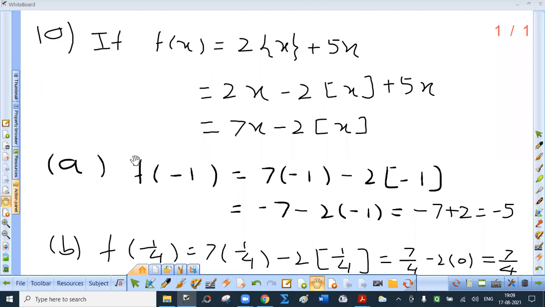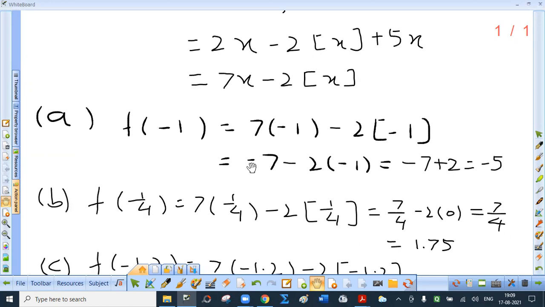Okay. Now, A part, what is f of minus 1? Replace every x by minus 1. So 7 into minus 1, minus 2, what is the step value of minus 1? Minus 1. Greatest integer not greater than minus 1 is minus 1, because minus 1 itself is an integer. So minus 7 minus 2 into minus 1 is plus 2. Minus 7 plus 2 is minus 5.